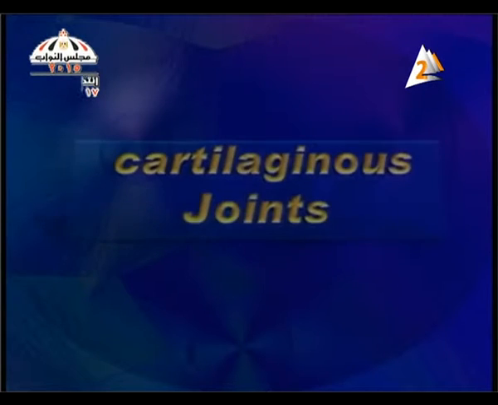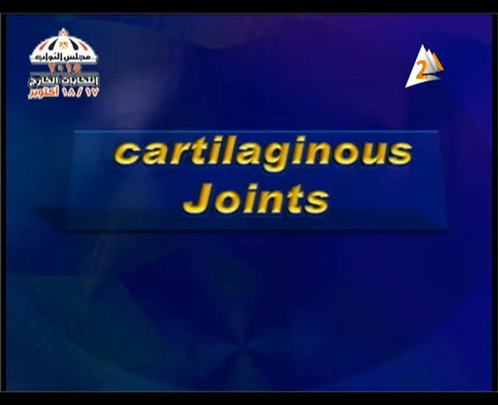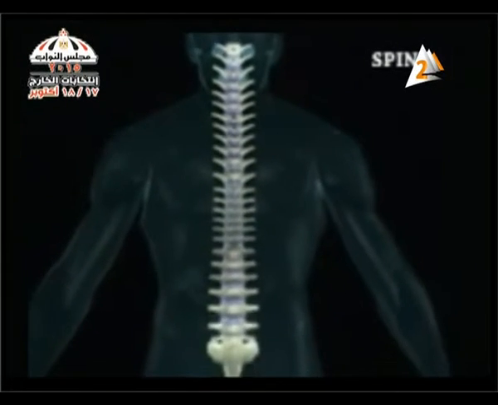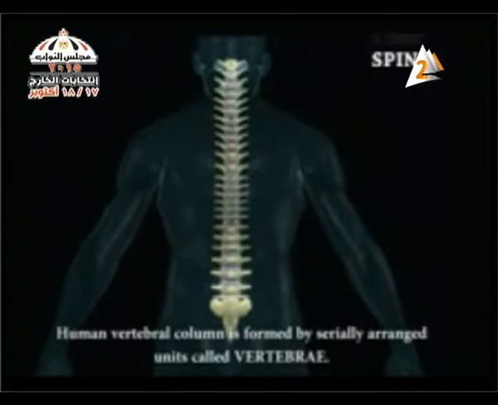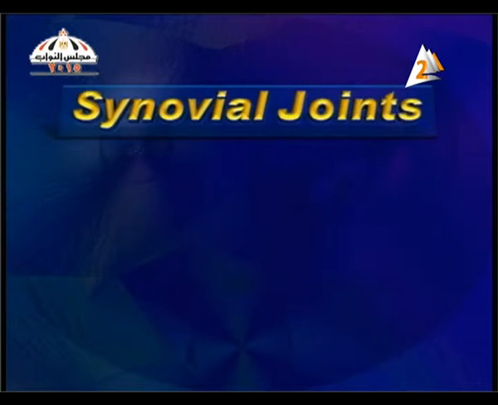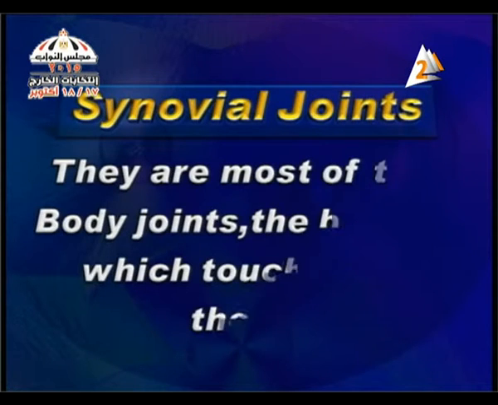Another type, cartilaginous joints. They connect the ends of adjacent bones and are limited movable joints. For example, cartilages between vertebral column. The cartilage between vertebral column, I mean between vertebra, it's a kind of cartilaginous joints. The last type of joints, synovial joints.